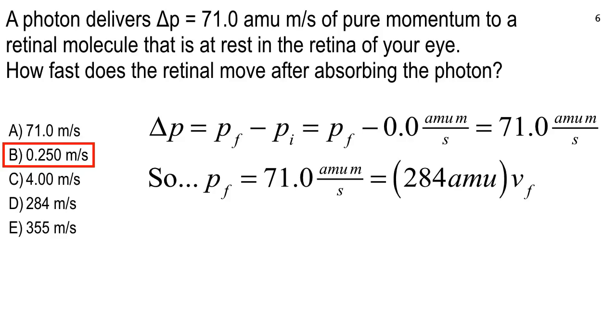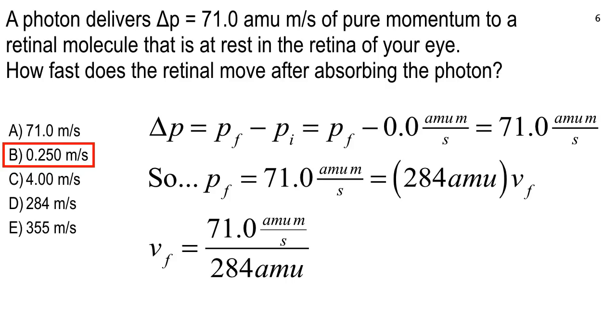So really your deal here is 71.0 AMU meters per second on the left, and then 284 AMUs times whatever the new speed is, and that's what we want to figure out. So V subscript F is this quotient, 71.0 AMU meters per second in the numerator. We're doing boxcar technology all through here. This is basically collision technology. And 284 AMUs in the denominator.